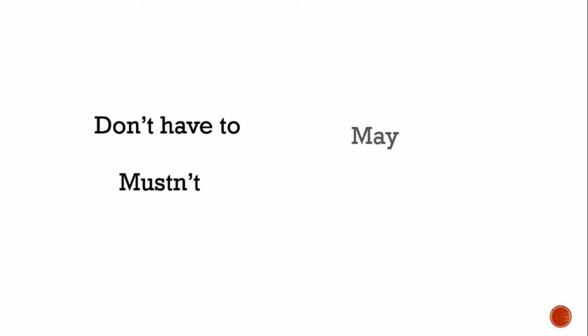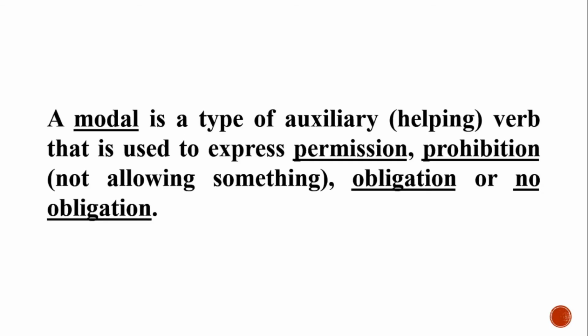Were you able to identify the title of the movies and the TV show? Very good. Let us recall the subtitles in the excerpt. What are the words highlighted in the conversation? Mustn't, may, and could. Very good. What kind of words are they? Correct. They are modal verbs. A modal is a type of auxiliary verb that is used to express permission, prohibition, obligation, or no obligation.